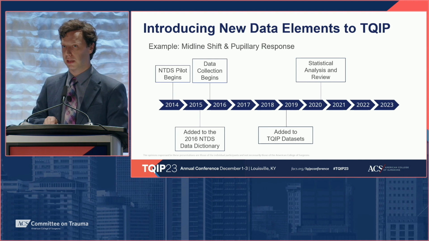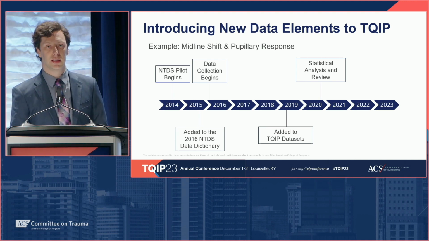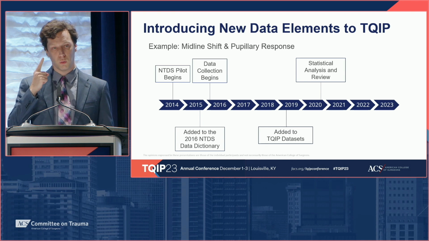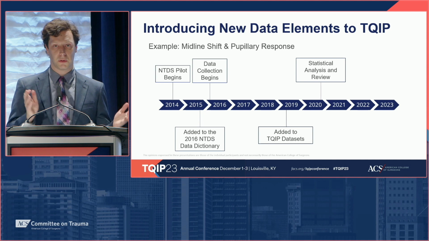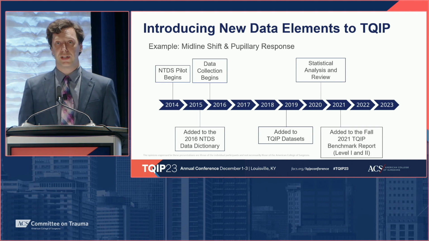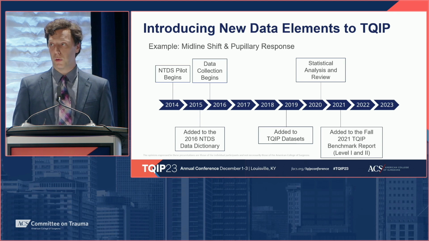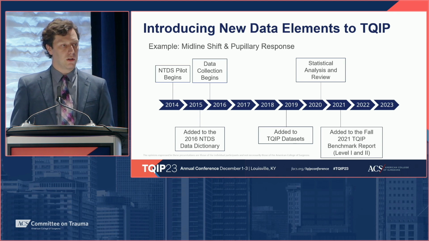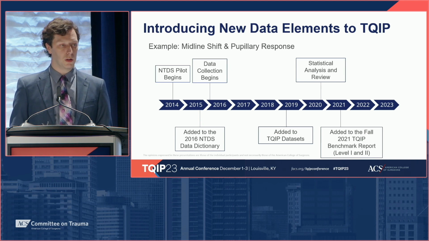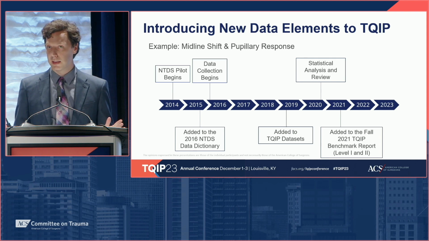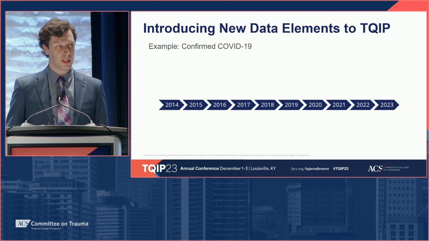Finally, these aren't just simple yes or no variables. Pupillary response, for instance, you can have either both eyes reactive, one eye reactive, or neither eye reactive. So we had to look and see, should we have those as 3 different variables, or should we group 2 of those together? Ultimately, we did this review, we presented to our medical director, and the determination was made that it would be added both as a model variable in TQIP, and it would also be added to our injury characteristics table. And that was added in the fall 2021 benchmark report for our level 1 and 2 adult centers. So that process took a while, but we can move quickly sometimes.